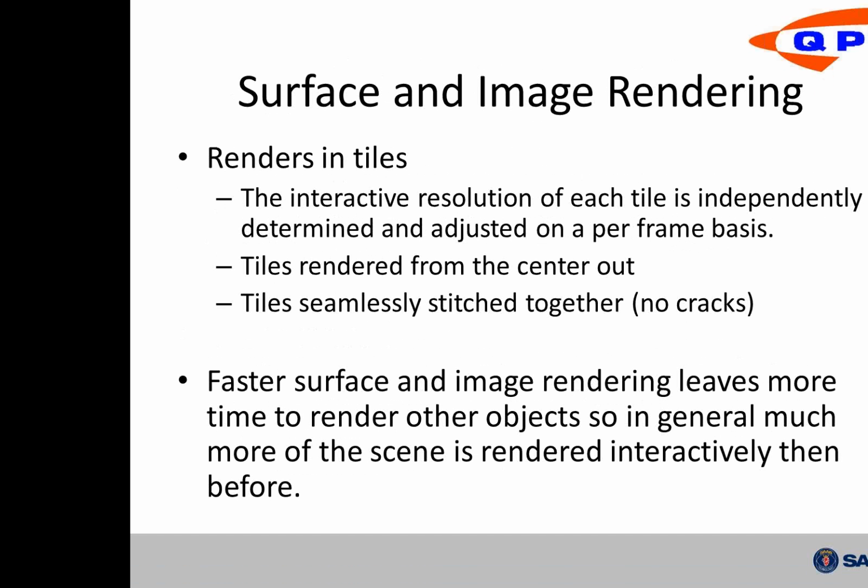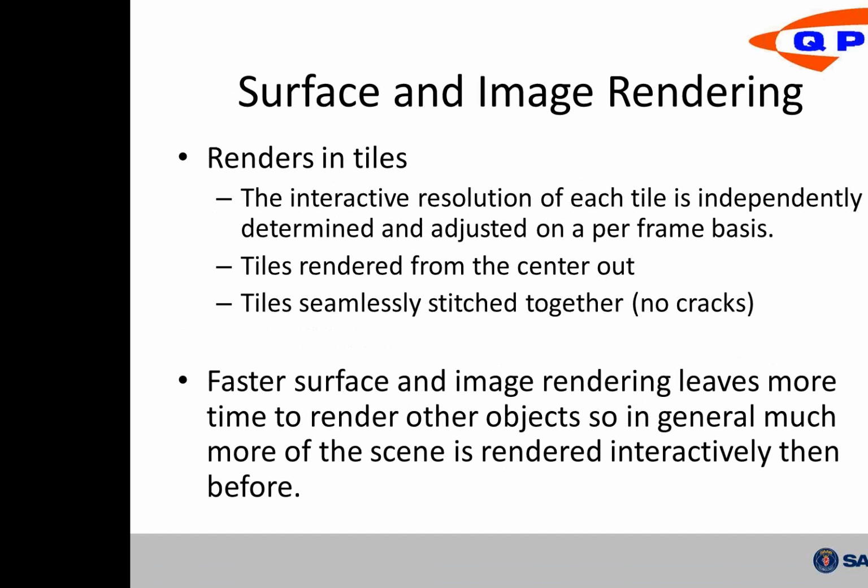This is something a little hard to show on a webinar because of lag. So what I've done, I've put together a series of screenshots showing examples between the 7.3 software and 7.4. The first one I'm going to show is a surface image rendering example showing where we're rendering in tiles. You probably won't even see it, but the tiles are rendered from the center out and they're seamlessly stitched together. And that's important because you can have some systems with dynamic resolution and dynamic tiling, and you end up with a lot of cracking in your surface.